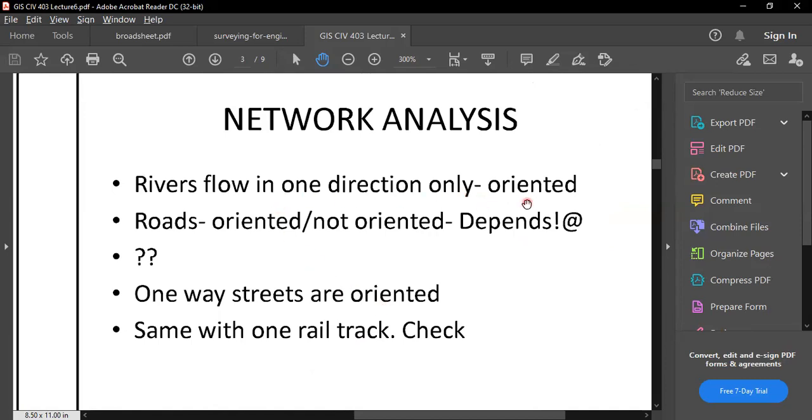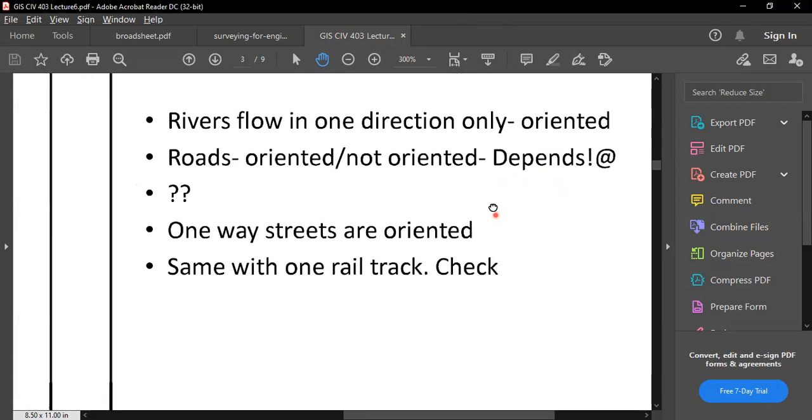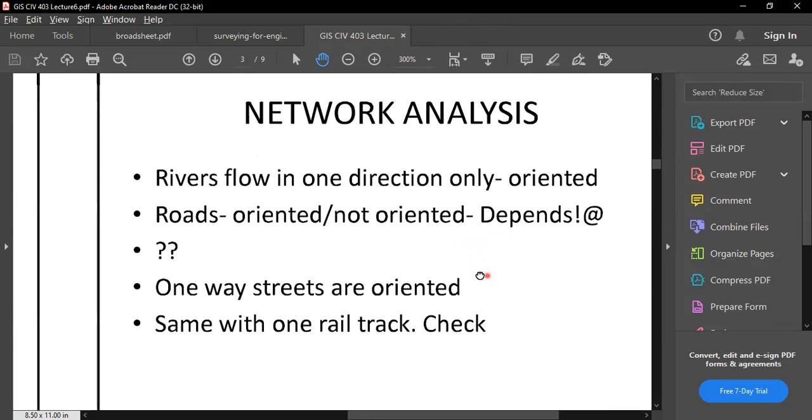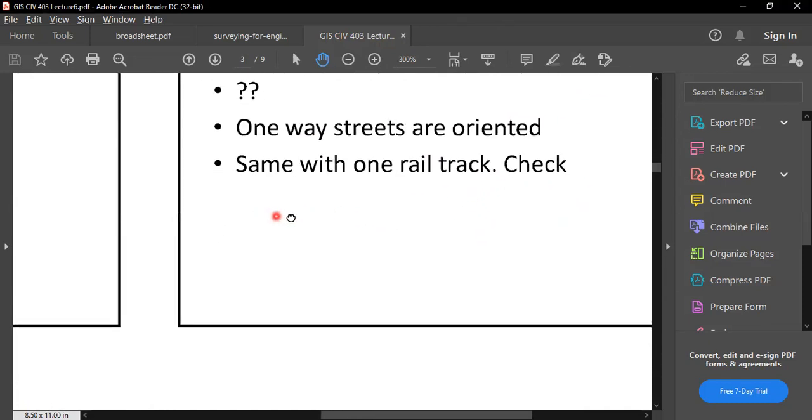So rivers flow in one direction only. So you can see that if you have a stream network, then that type of network is actually oriented, isn't it? Roads, what does it depend on? It could be oriented or not oriented. Roads, are roads oriented or not oriented? Some are oriented and some are not oriented. That's correct. What's the explanation for that? Because one-way streets are oriented.